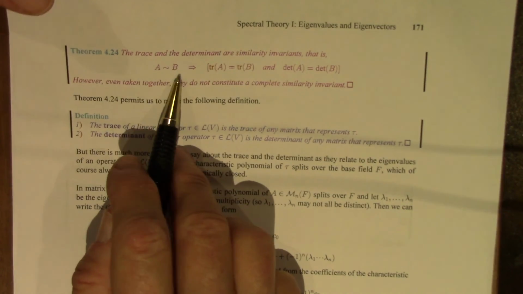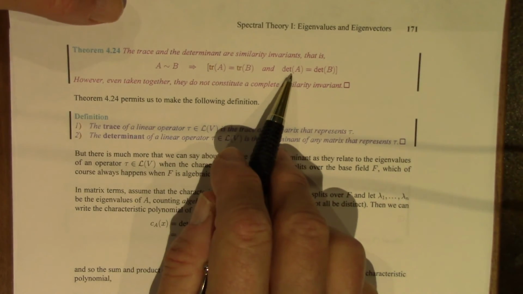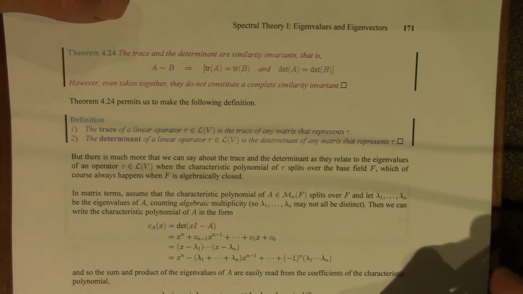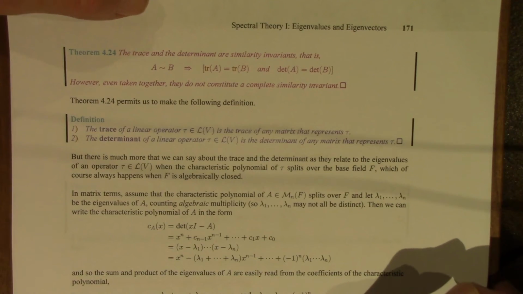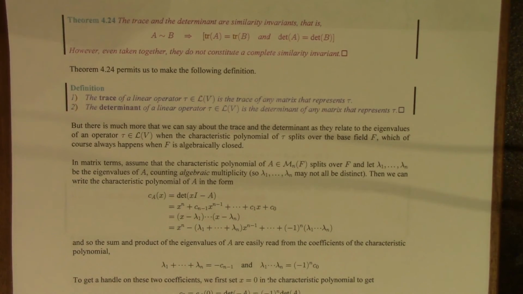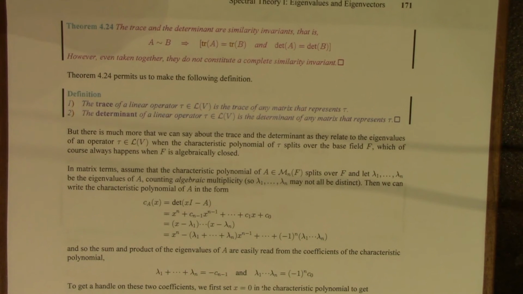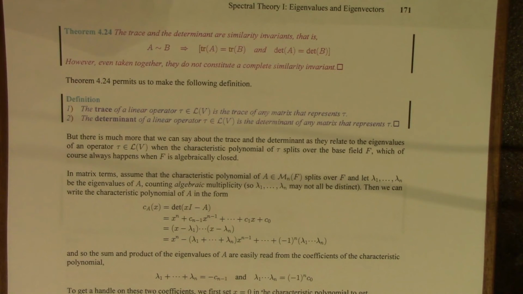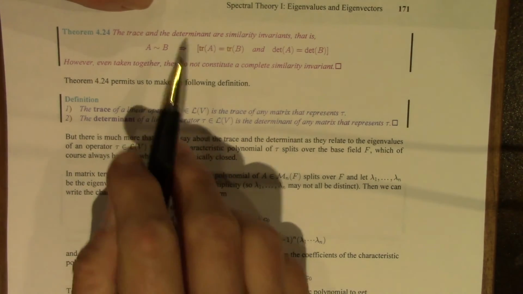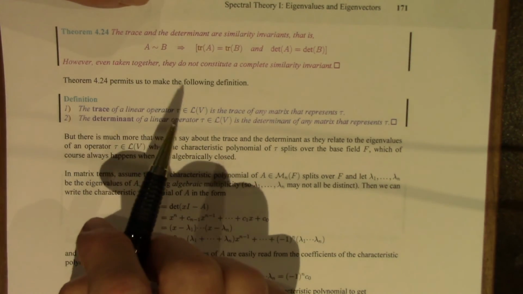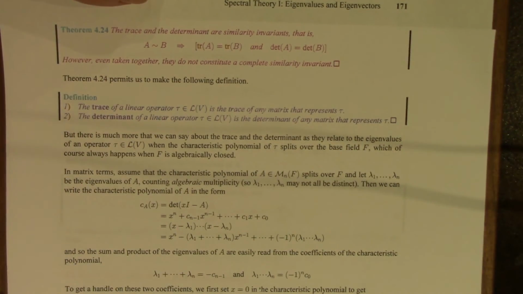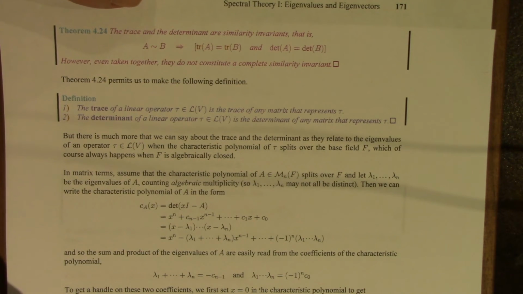Unfortunately, however, even taken together, the trace and the determinant do not form a complete similarity invariant. And I'll let you find two matrices, or maybe I already did this, I don't remember, that have the same trace and the same determinant but are not similar. Nonetheless, this does allow us to extend the concept of trace and determinant to a finite dimensional linear operator.